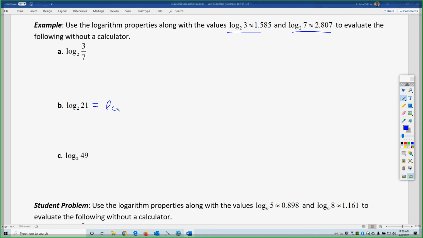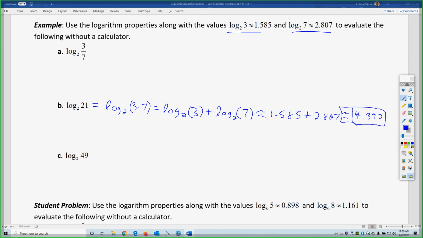But this is log base 2 of 3 times 7, which is log base 2 of 3 plus log base 2 of 7. So now we can use the 1.585 and the 2.807 and get approximately 4.392. So what's important with the product rule of logs is that you can break them apart if it's multiplication, keeping the same base. 49 is not an option in our list here, but we have log base 2 of 7 squared is the same thing, or 2 times log base 2 of 7.